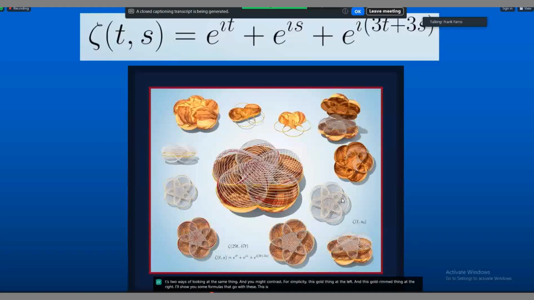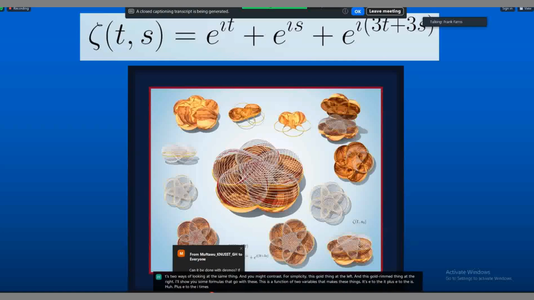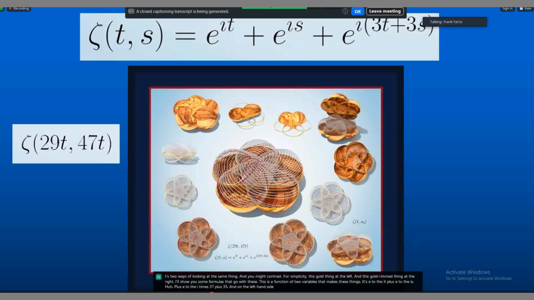This is a function of 2 variables that makes these things. It's e to the it plus e to the is, plus e to the i times 3t plus 3s. On the left-hand side, I've made this into a single curve by putting in 29t for the t and 47t for the s. That makes a very, very loopy curve, and if you look down on it, it's going to look like that. It has an envelope that has 5-fold symmetry.